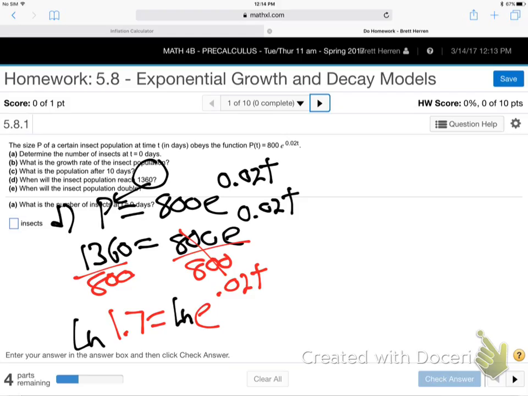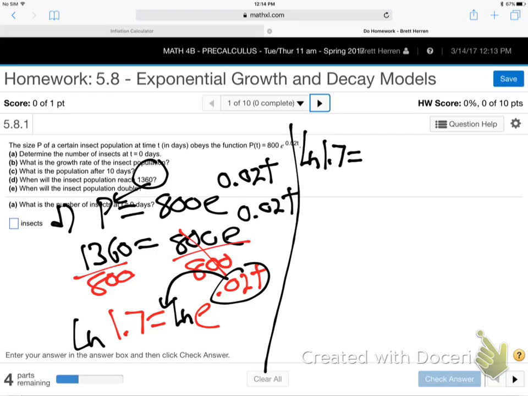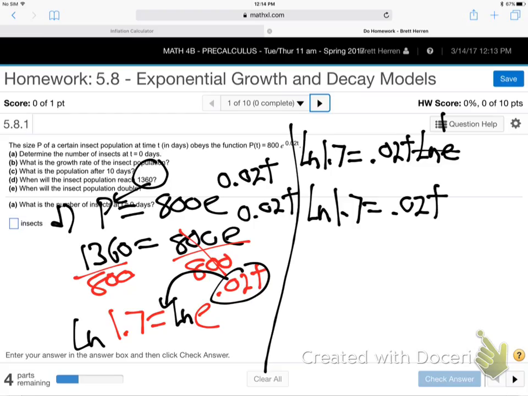ln, our friend, natural log. Isn't the ln great? It takes the power out of power. Down it comes. So we get ln 1.7 is 0.02 T, ln e, and ln e is 1. And then once the T is out of power, as Carissa said, you just divide by whatever's there. Just divide by the 0.02.